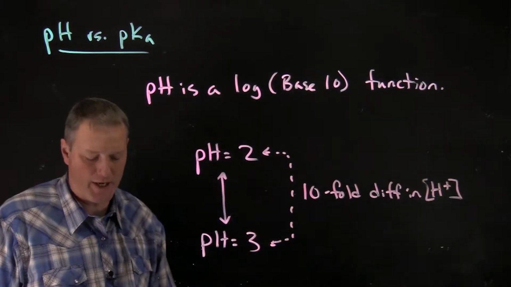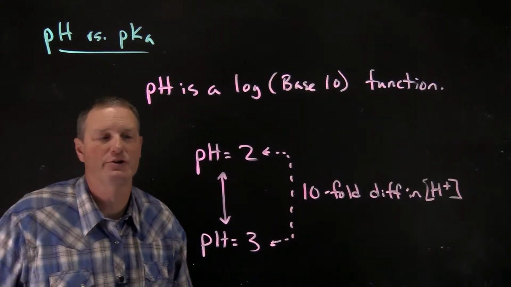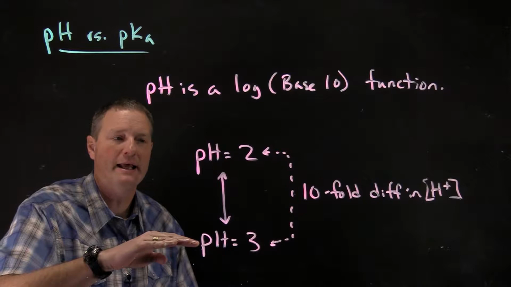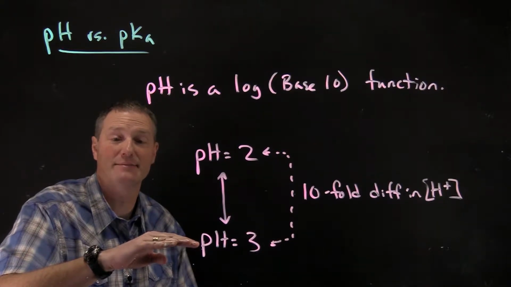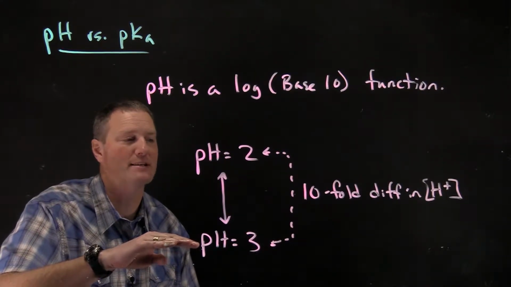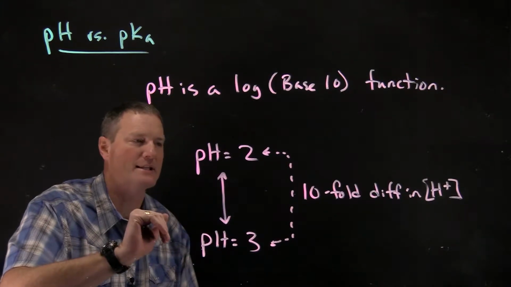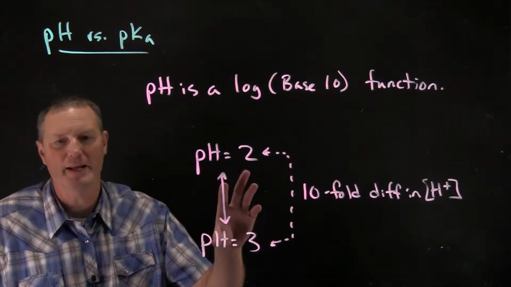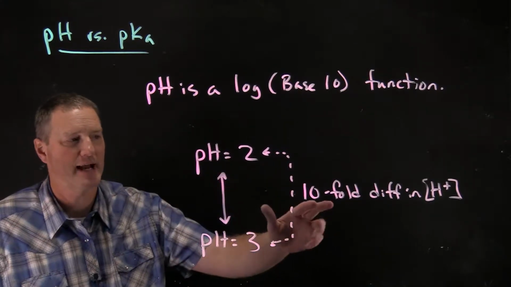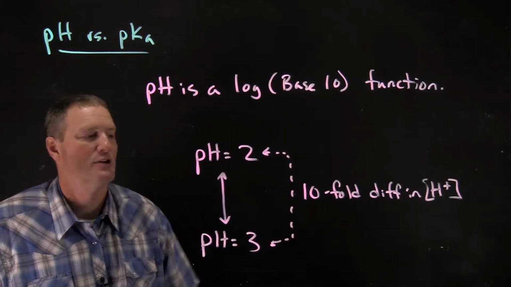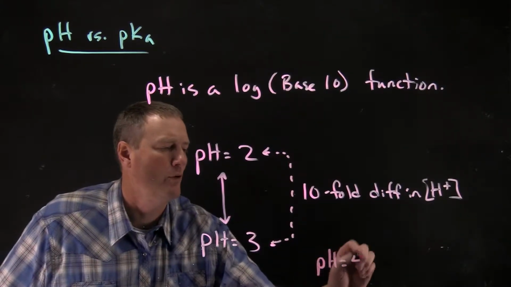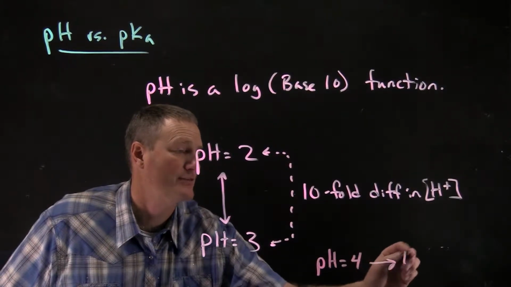So if I was at a pH of 2, that's a fairly acidic pH. If I were to go up 1 pH unit to pH 3, that would actually have 10 times less H+ ions, because we're becoming more basic, than the pH 2 solution. So when you're looking at this pH scale, just always keep in mind that this is actually a factor of 10. So if I were to go from, say, a pH of 4 up to a pH of 10.